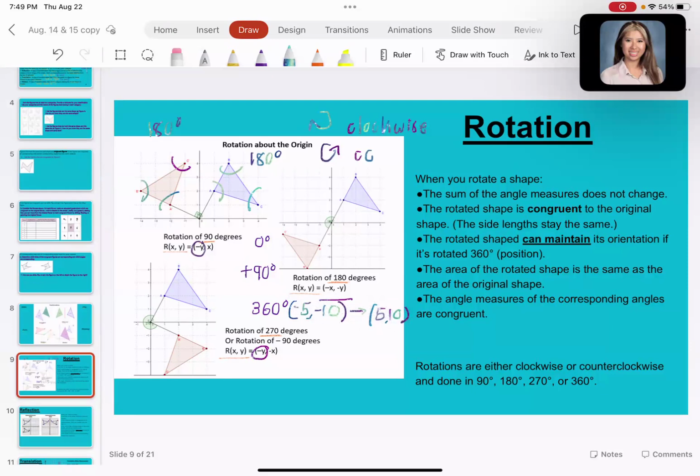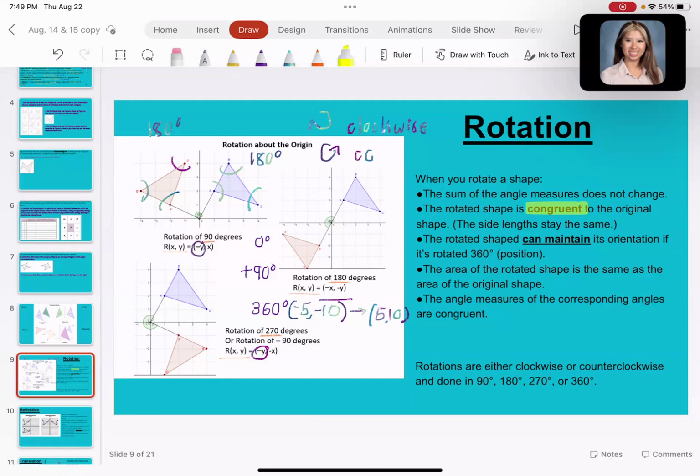So we know that in a rotation, the shape is congruent. That means that it does not change shape, size, or angle. The side lengths stay the same. The rotated shape usually changes its orientation, but as you can see from this 3rd bullet point, it can maintain its orientation if it's rotated 360 degrees, right? So that's the original position.